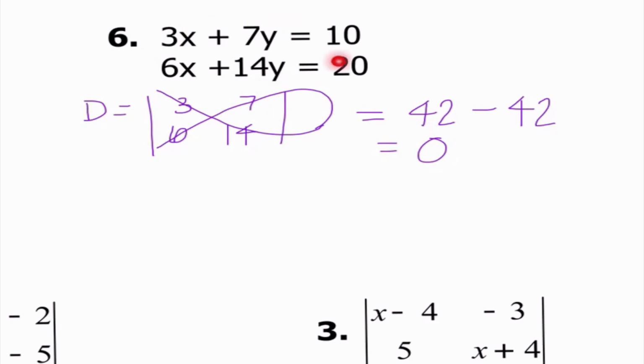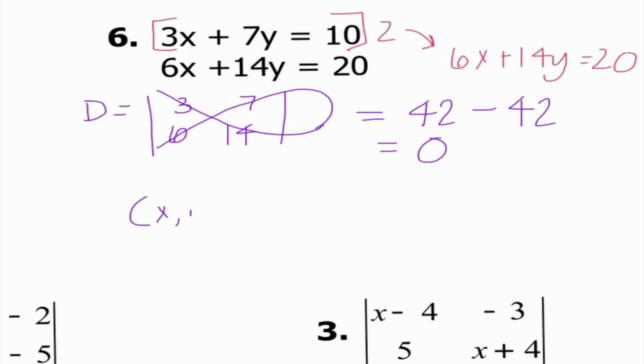So I'm going to look at these two equations. This time, I'm going to multiply this top equation by 2, and it gives me 6x plus 14y equals 20. This time, these are exactly the same. So that means my answer is all the ordered pairs on the equation of the line, 3x plus 7y equals 10.